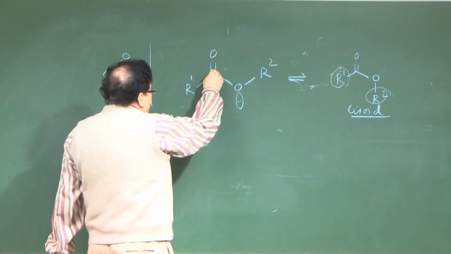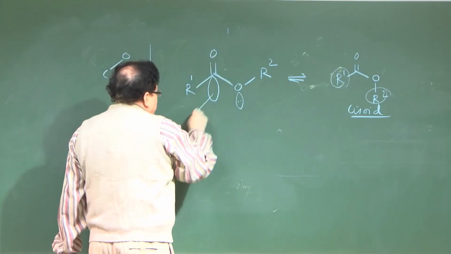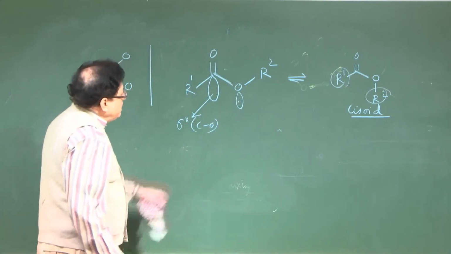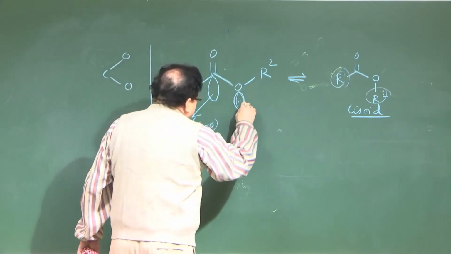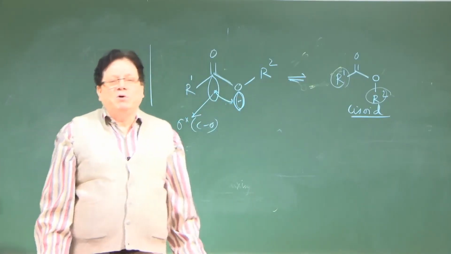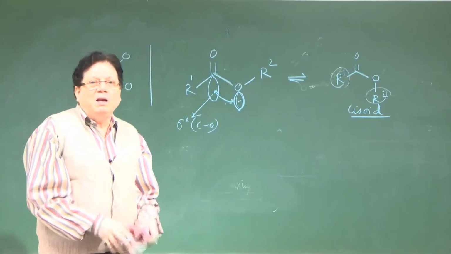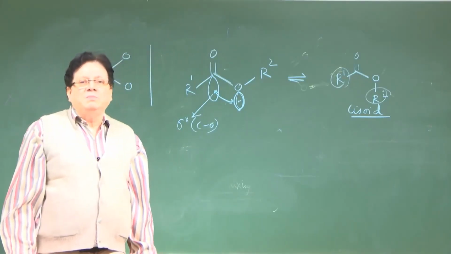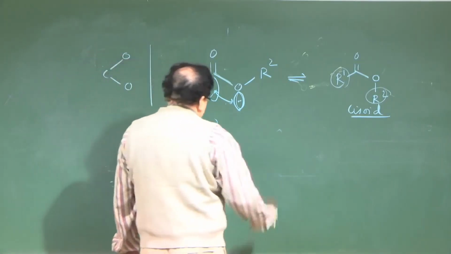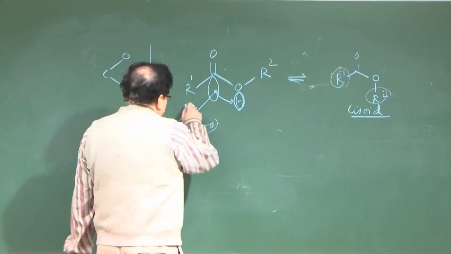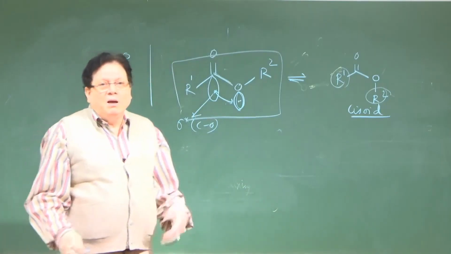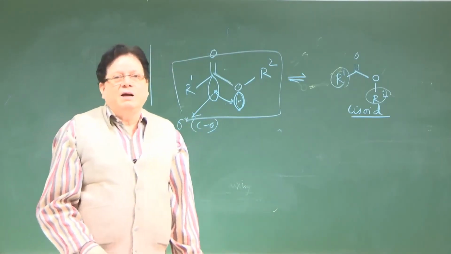Remember, we are talking about the carbon-oxygen sigma bond, not the pi bond. This is the sigma star of the carbon-oxygen sigma bond, and you see that these two are perfectly aligned, parallel to each other. So, they can interact in a positive fashion, they can overlap, and that overlap, like the anomeric effect, gives an extra stabilization. So, what is the conclusion? The conclusion is that esters will try to adopt the transoid conformation if it is possible, provided other factors are not there.